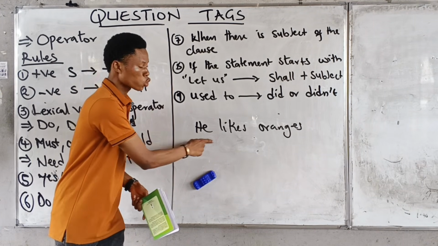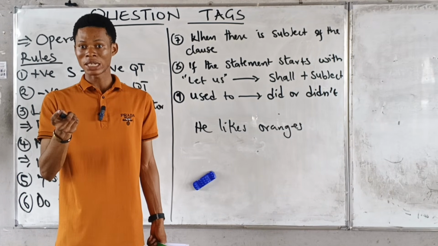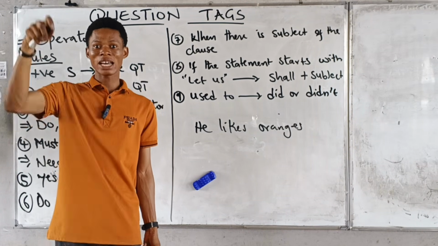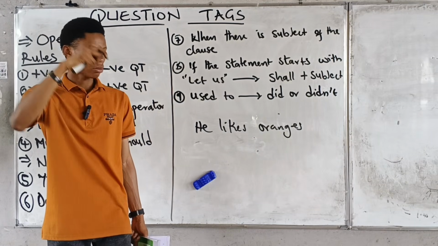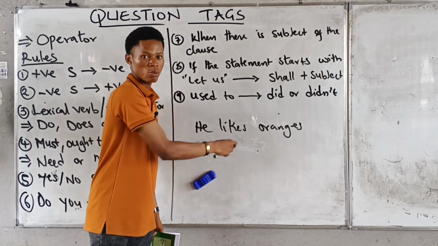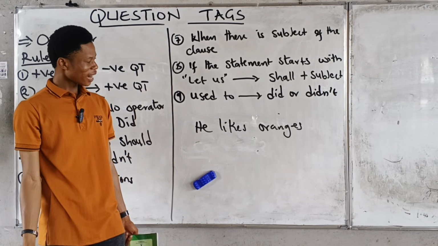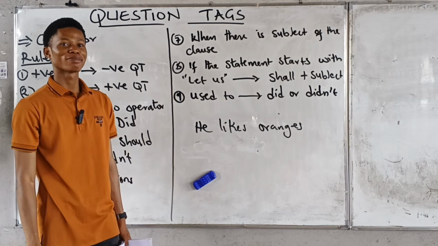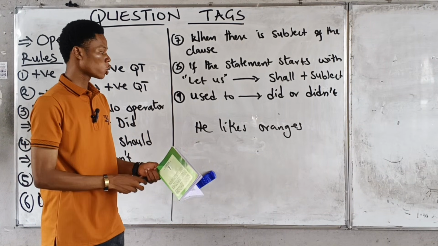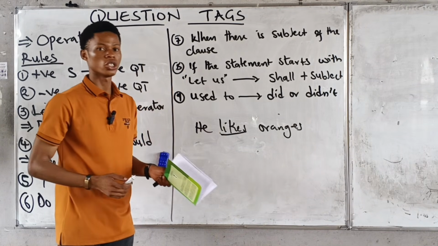You see now, this statement does not have an operator. When we started, we said, "can he dance?" "Can I dance?" I can dance, then you said "can I?" The can was still taken from that statement, right? Now, "he likes oranges." Use any word from this statement as an operator and start. So you see, this statement does not have an operator, right? Only a lexical verb, likes. He likes oranges.